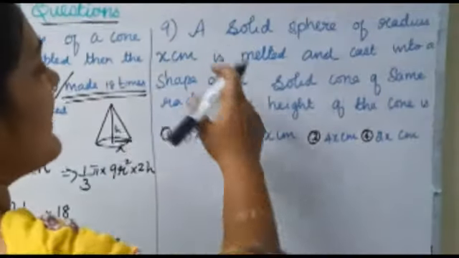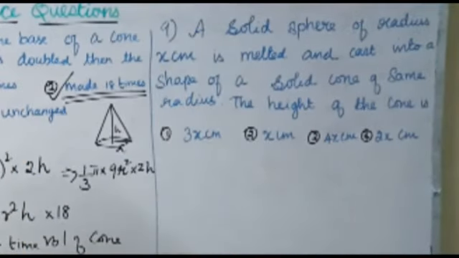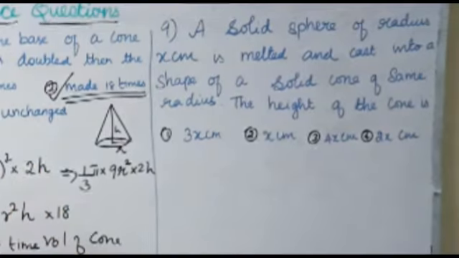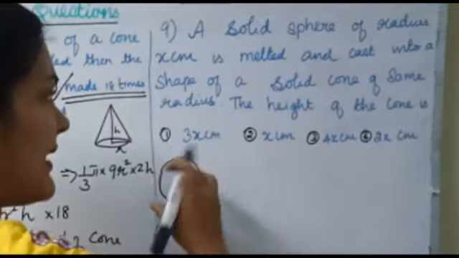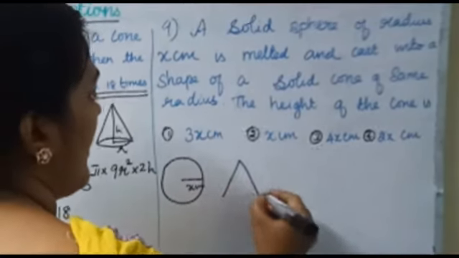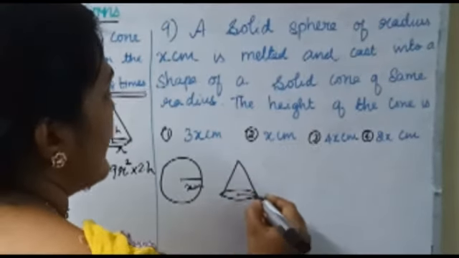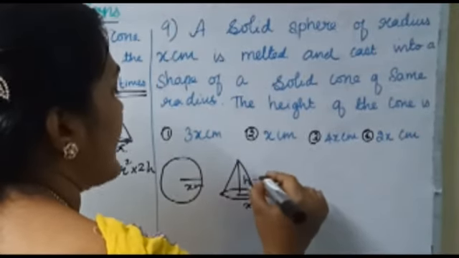Okay, and 9th sum: a solid sphere of radius 8 centimeter is melted and cast into the shape of a solid cone of the same radius. The height of the cone is... A solid sphere is given, its radius is 8 centimeter, and it is melted and cast into a solid cone of the same radius. The radius is 8 centimeter. They are asking what is the height.